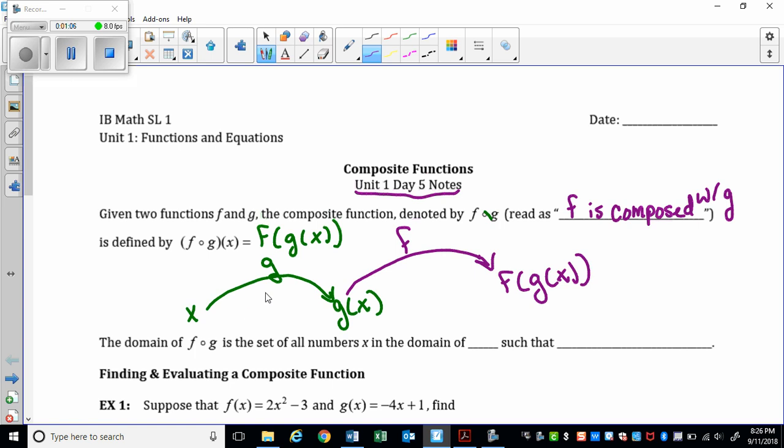So the domain of f of g is the set of all numbers x in the domain of g, such that g of x is in the domain of f.